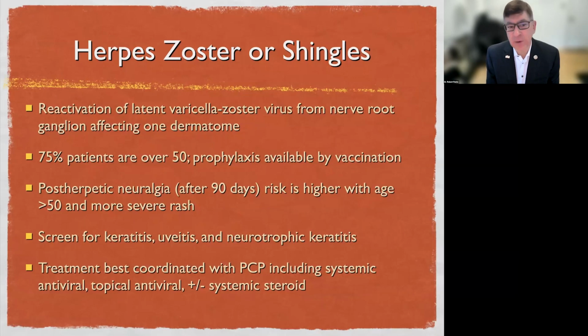We worry a lot in older patients about postherpetic neuralgia. We'll screen for keratitis, uveitis, and neurotrophic keratitis in patients where the eye is involved. Treatment for this is, at least here, best coordinated with the primary care doctor, including systemic antivirals, topical antivirals, and sometimes systemic steroids.